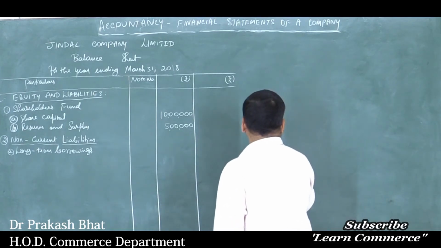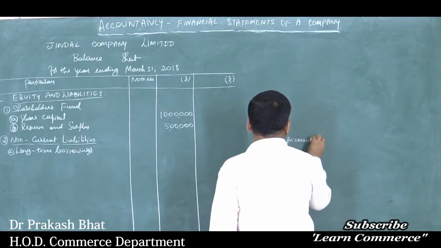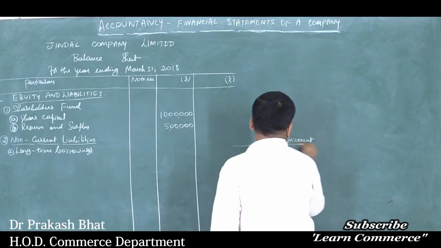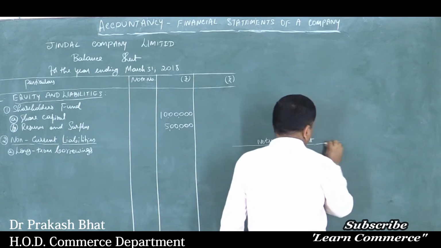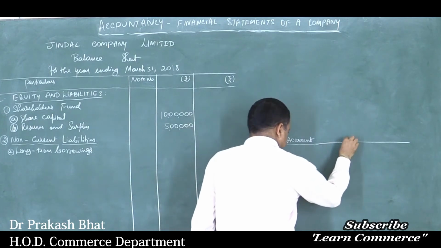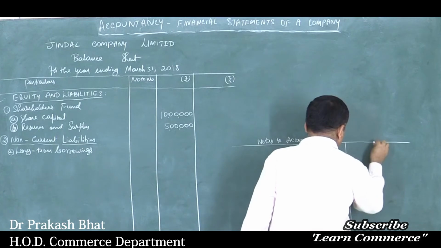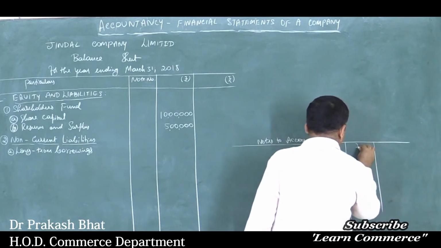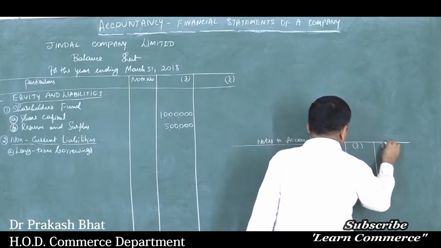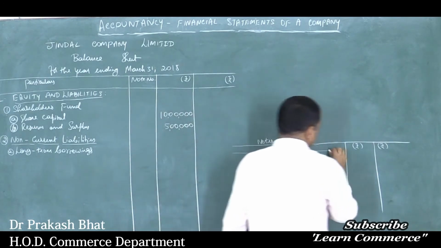Note number. Notes to account. Under that, particulars, note number. You will write there inner column and outer column. Repeat here. Particulars, this is particulars.